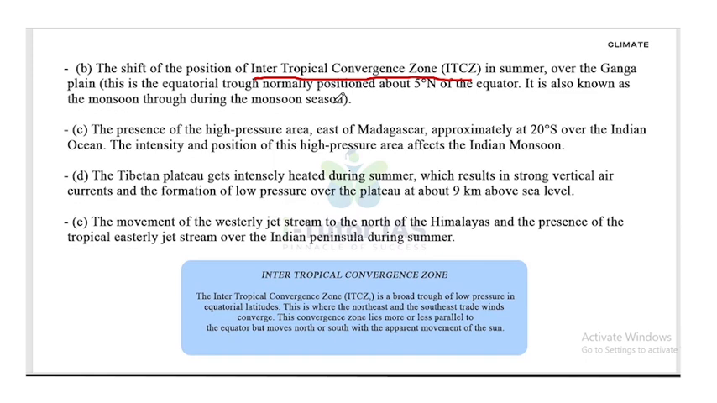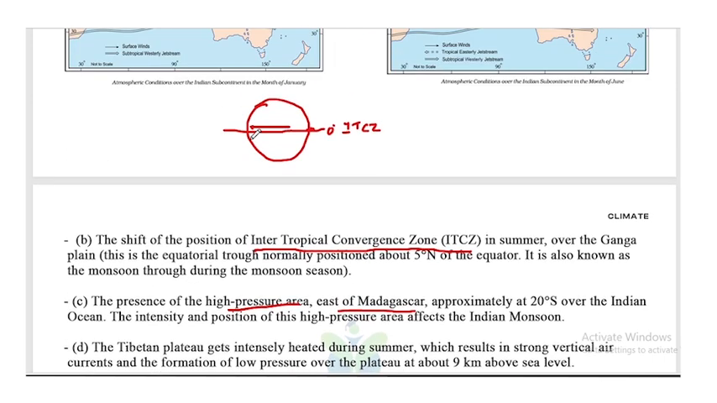Now, the presence of a high pressure area east of Madagascar, approximately at 20 degrees south over the Indian Ocean. There is a place called Madagascar, and east of Madagascar there is a high pressure area, located at approximately 20 degrees south in the Indian Ocean.